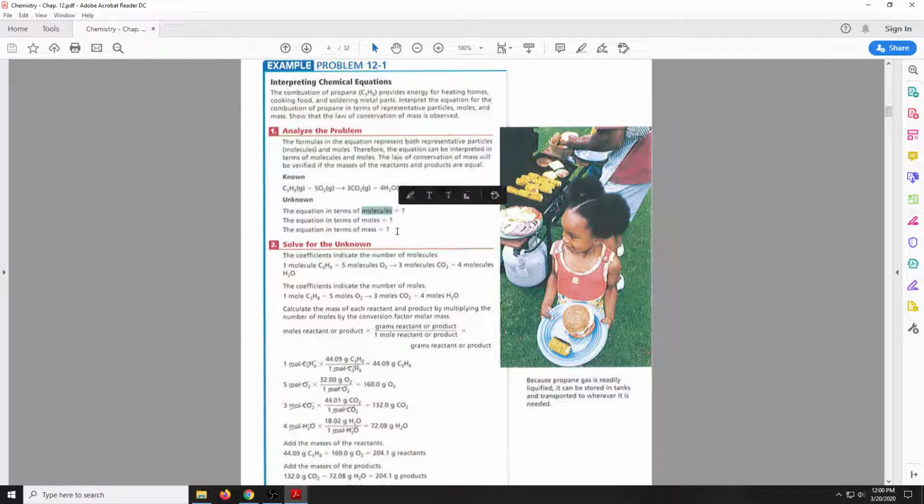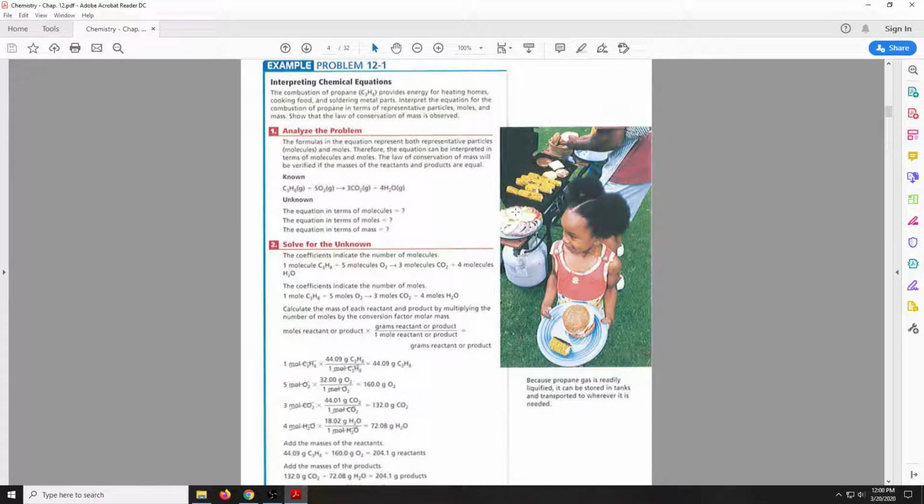Well, molecules is going to be really easy, because there's an invisible 1 right here, right? So there's 1 molecule of this, 5 molecules of that, 3 molecules of that, and 4 molecules of that. It's just the coefficients. And we see that right here. 1, 5, 3, 4. It's easy. That's all you got to do.